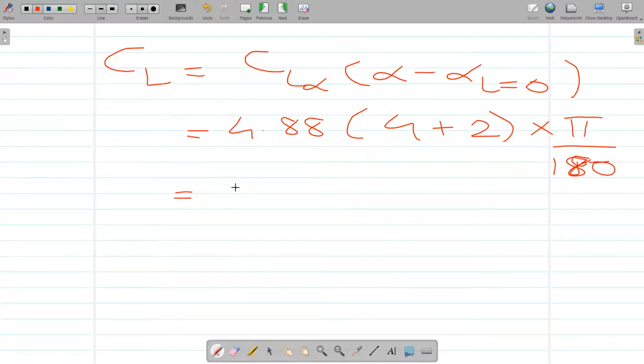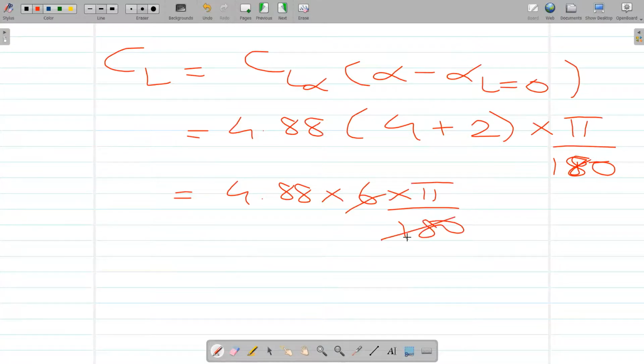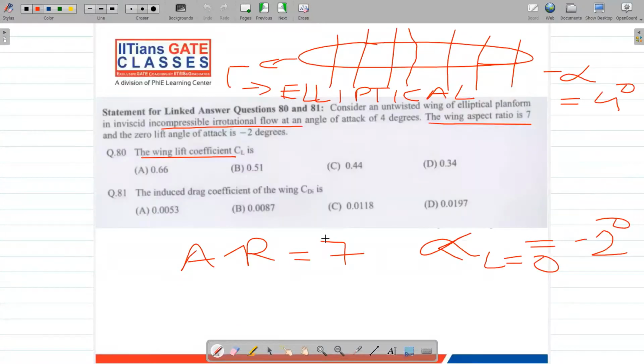All right. So 4.88 into 6 into pi by 180. So this can be divided by 30. So your CL value over here would ultimately become nothing but 0.51. And that is nothing but option B.